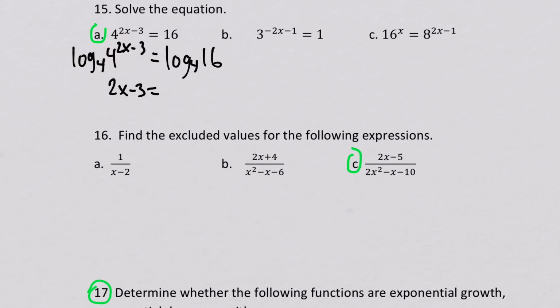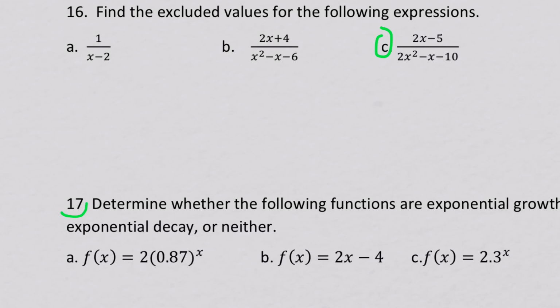That's something that you should be able to do, right? Think of logarithms as the base to some power equals 16. 4 to the power of what gives me 16? You should say 2. Log base 4 of 16 is just 2. And then that's an easy equation to solve. We're going to add 3 to both sides. 2x equals 5. And so x equals 5 halves. And we're done. Or 2.5.